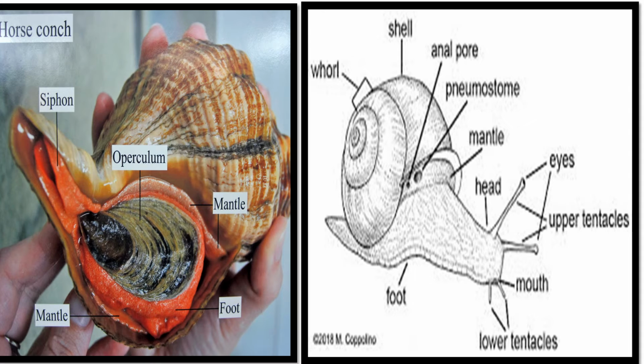So you can look really closely and you see where there's the anal pore, and the correct name or the scientific name is the pneumostome or the ear pore.